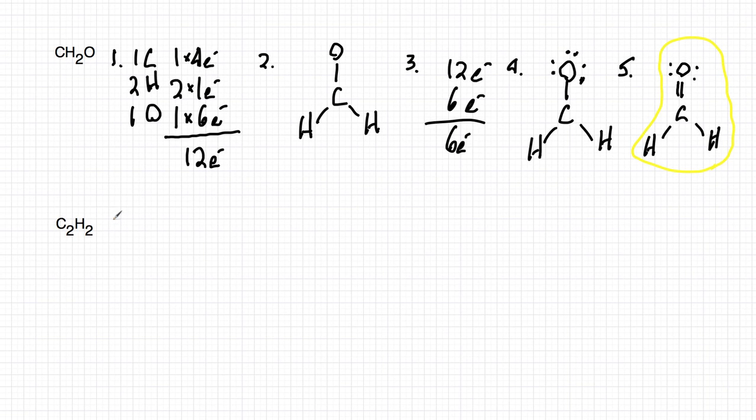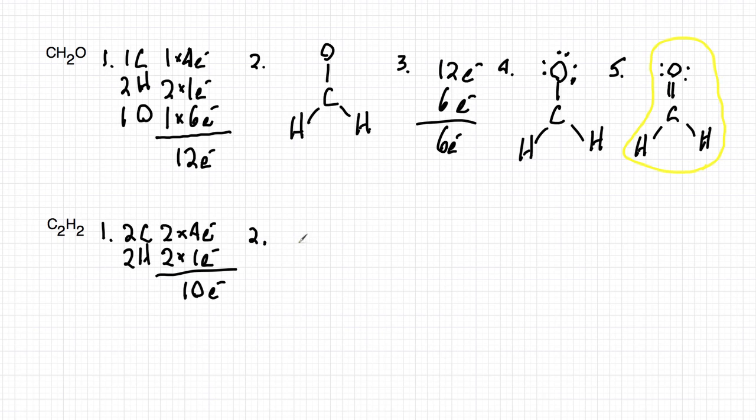Okay, this is our last problem. And for step 1, we've got 2 carbons. And we've got 2 hydrogens. So it's going to be 2 times 4 electrons, and 2 times 1 electron, which is going to give us a total of 10 electrons. Okay, for step 2, I need to draw a trial structure. And this is what I get.